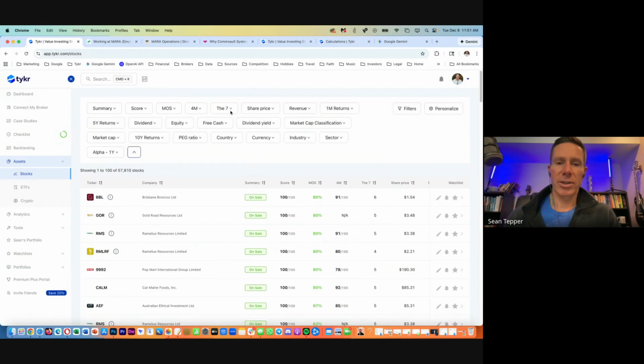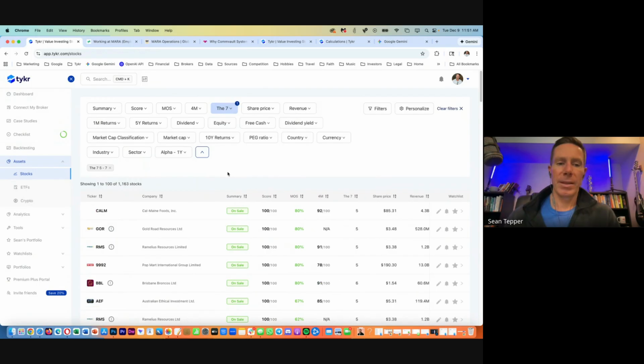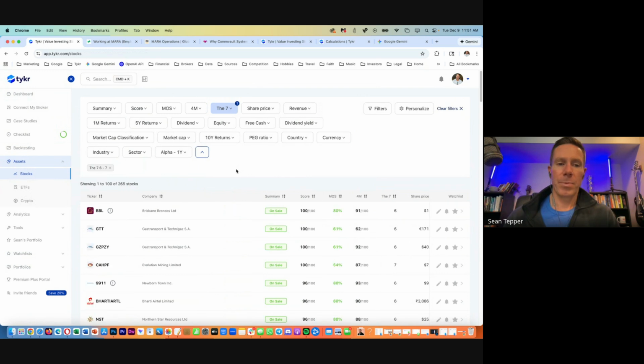But let's do this. We're going to add a filter on the 7, just to show you guys perspective here and how rigorous this tool is. So 5 out of 7 is going to greatly reduce this number. Let's hit apply. It's going to change it to 1,000. So 5 out of 7 is pretty hard to get to. Let's go 6 out of 7. We get to 265, which is really hard to get to. And then let's go 7 out of 7.